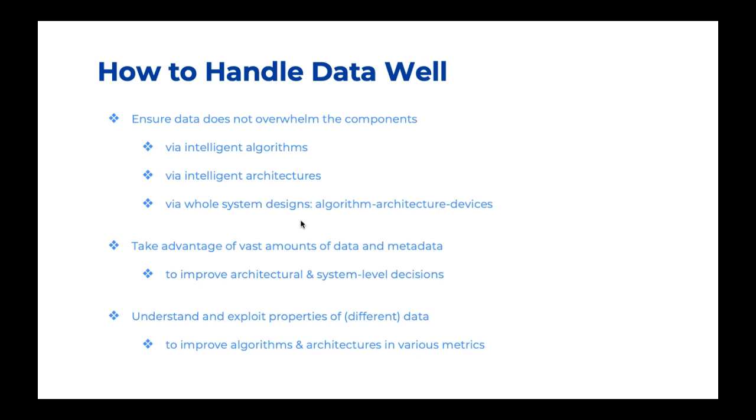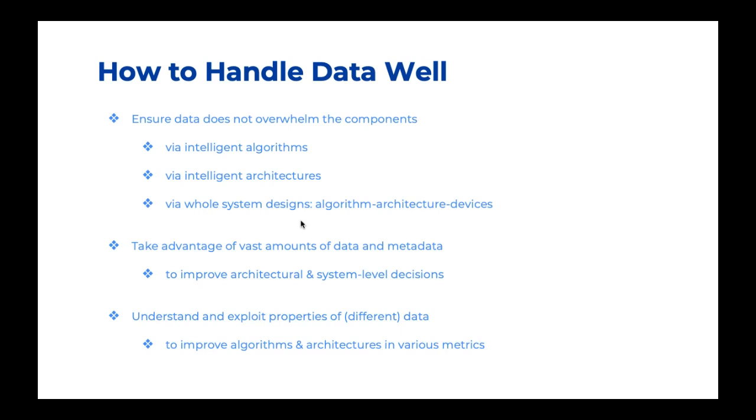So how can we achieve that? We achieve that by improving architectures and system level decisions, by creating intelligent memory controllers. And after that, we need to understand and exploit the properties of different data. We have different data going through our RAMs, our processors, our caches. So we should have a good architecture that exploits the properties of that different data to improve our algorithms and architectures in various metrics.